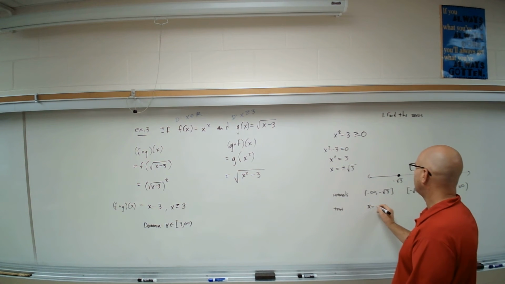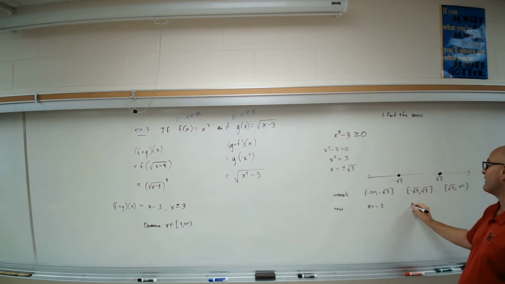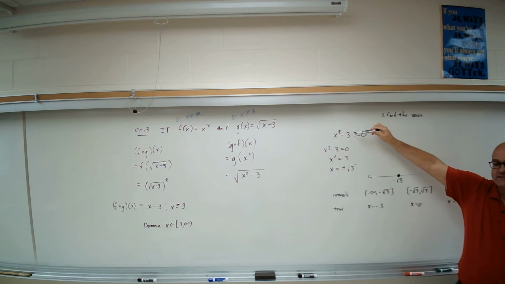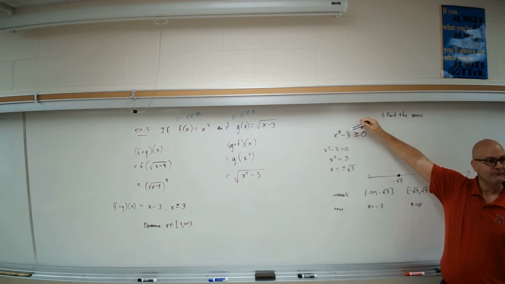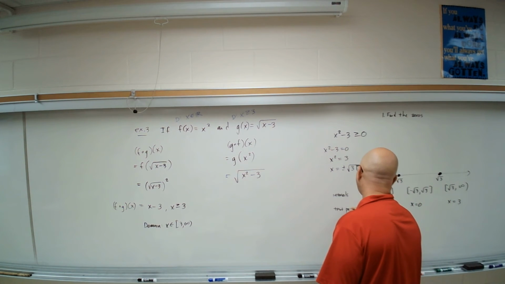Okay. Here, between negative radical 3 and radical 3, I always pick 0 if I get the chance because it makes my life easier, makes the math easier. Over here, I can pick positive 3. Just make sure you're picking them from those intervals. Okay. What we do now is we test it in this actual function here. So that was our test point.